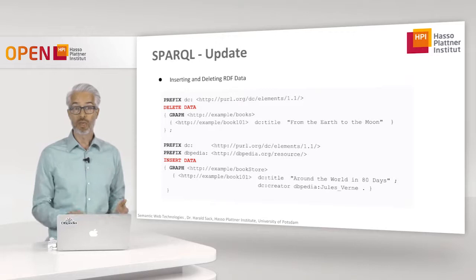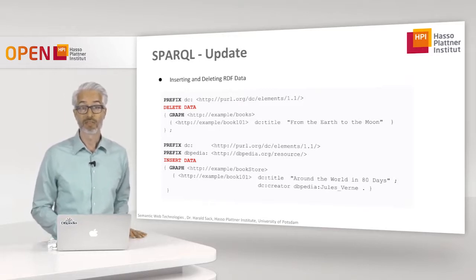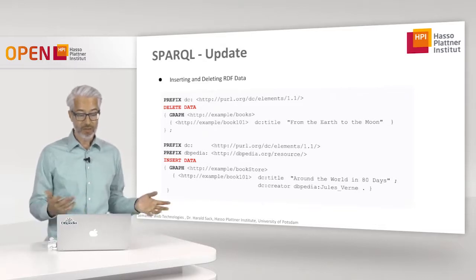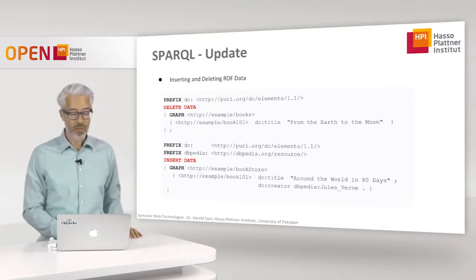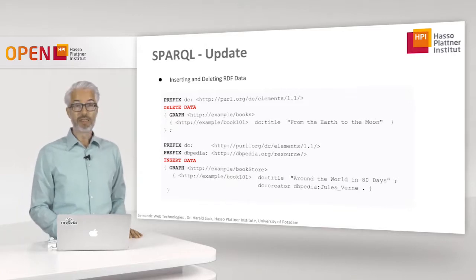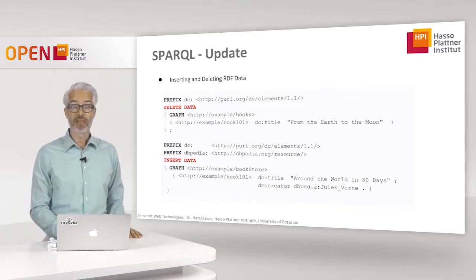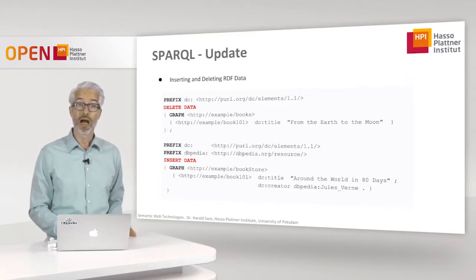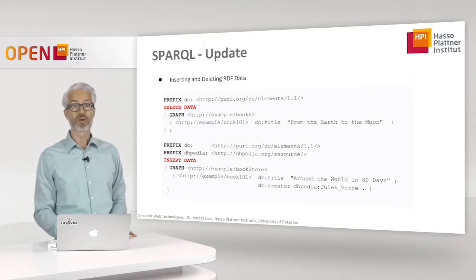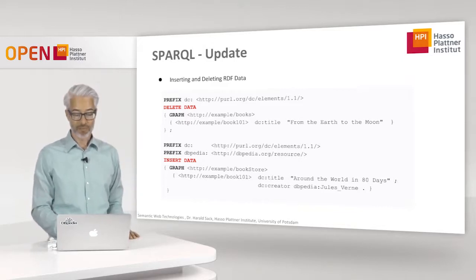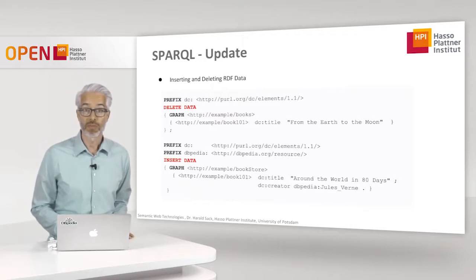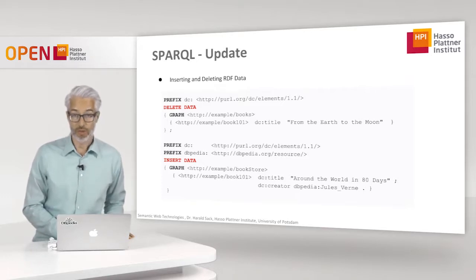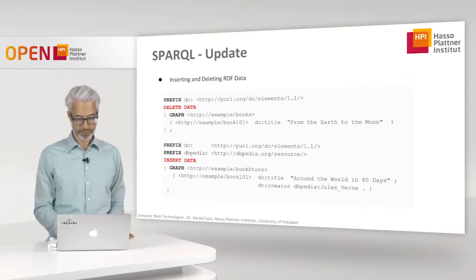And in the same way, with the insert data statement, you can insert specific triples into your graph that you specify here. So usually you start with a prefix definition, then with your option delete data or insert data, and then in curly braces, first you can refer to the graph that should be updated here, and then within curly braces again, you specify simply which RDF triples should be deleted or inserted. And here you simply follow the already known Turtle language that we know.